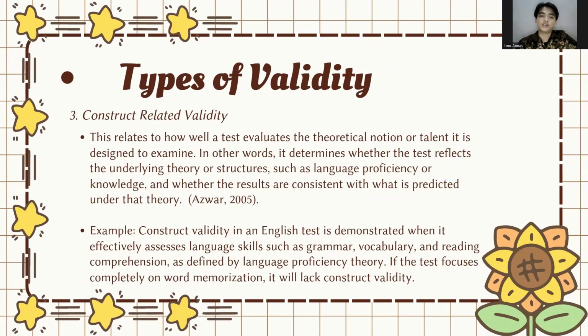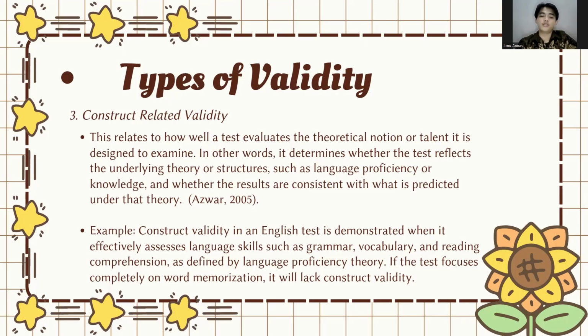The third type of validity is construct-related validity. Construct validity is how well a test evaluates the theoretical notion or talent that it is designed to examine. If the test claims to measure language proficiency, we need to ensure that it's actually assessing the learner's language ability and not other unrelated content or factors. So whether the results are consistent with what is projected under that theory.